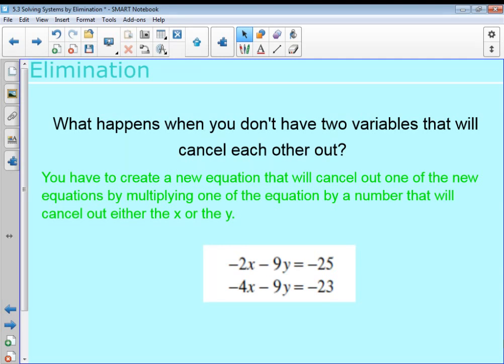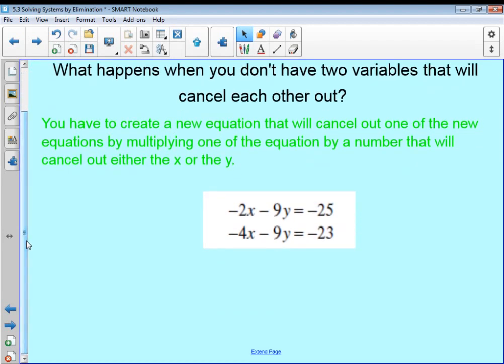Today what we're going to do is figure out what happens when we don't have two variables that will cancel each other out. Like, what are we going to do? So we're going to actually have to add one minor step. As you get older, you'll be adding more than one step, but we're going to start out pretty basic because this is something new to you.